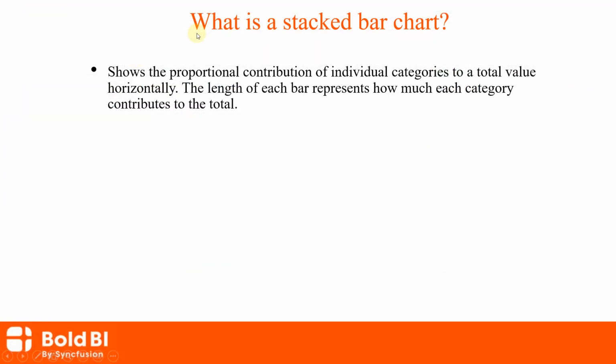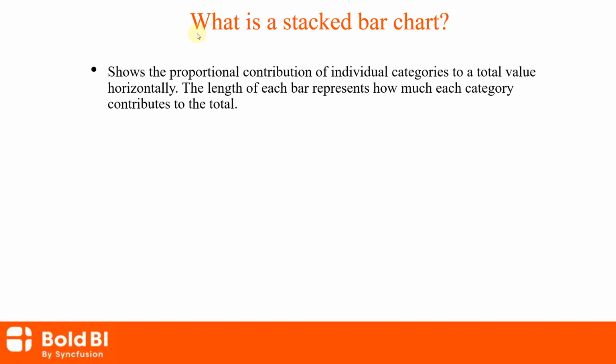A stacked bar chart shows the proportional contribution of individual categories to a total value horizontally. The length or height of each bar represents how much each category contributes to the total. This chart is mainly used to display the contribution of subcategories that make up the primary category values.